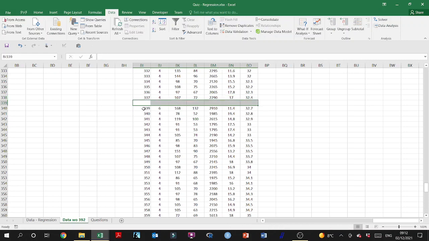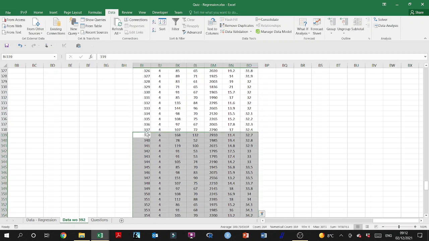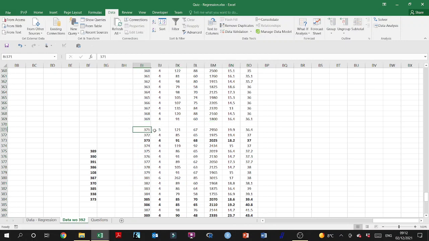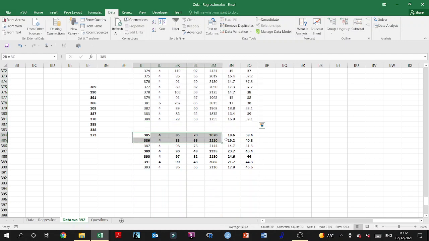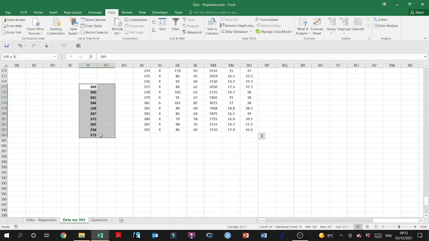So this is delete, cut, go up. All right, next, this is delete, cut, go up. This is delete, cut, go up. These are 2 deletes, and these 3 are deletes. So we're going to end up with these 2 stitched up to the rest of the data set.